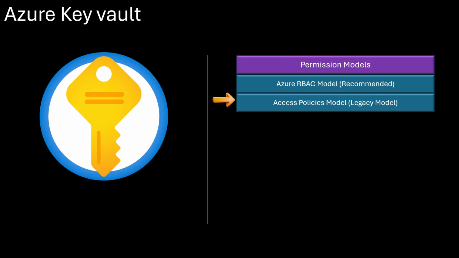Access policies model is a legacy model. In this model, you manually assign permissions to specific users, applications, or services. You must separately define permissions for keys, secrets, and certificates. This model requires more manual effort, which makes it less scalable than Azure RBAC. You can use the access policy model only when you need backward compatibility or have specific legacy requirements. And I have personally seen some use cases where you have to use this model as well. Otherwise, Azure RBAC is the way to go.